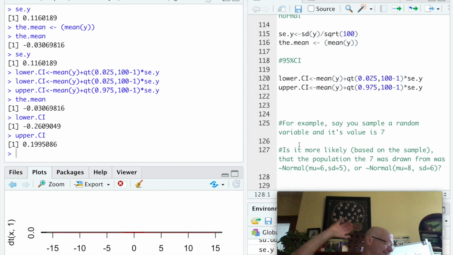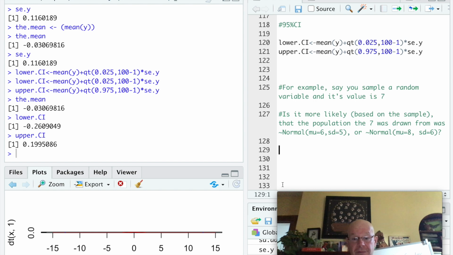I have a random variable from somewhere, and its value was 7. So based upon that, is it more likely that I got that from a population with a mu of 6 and a standard deviation of 5? Or is it more probable that I got that from a mu of 8 and a standard deviation of 6? So what we can do is we can use the probability density for getting a 7 out of either that distribution, mean of 6, standard deviation of 5, or that distribution, mean of 8, standard deviation of 6.